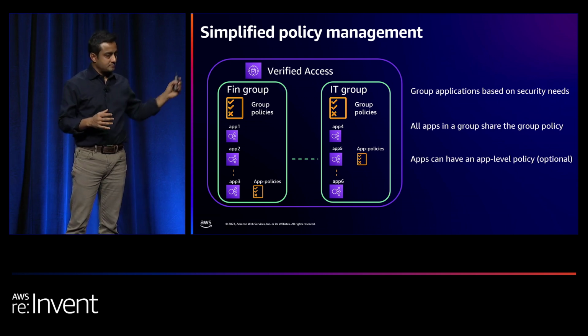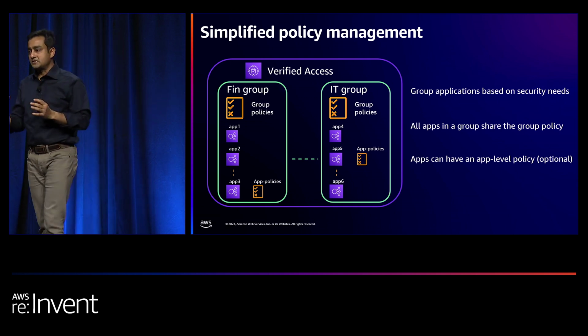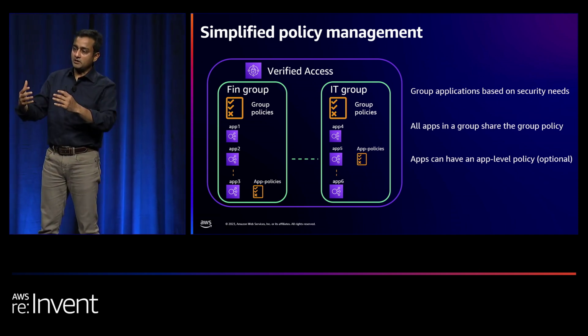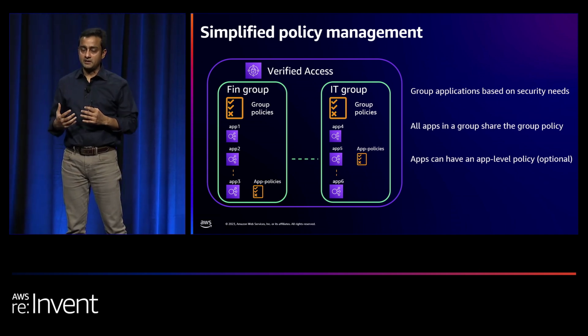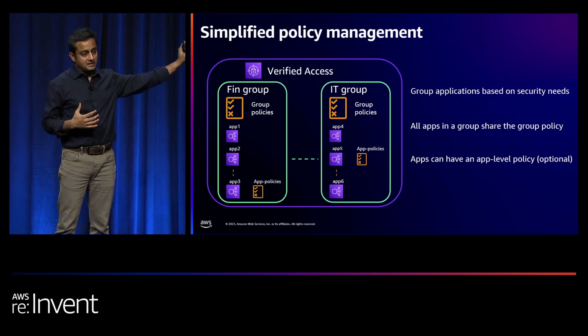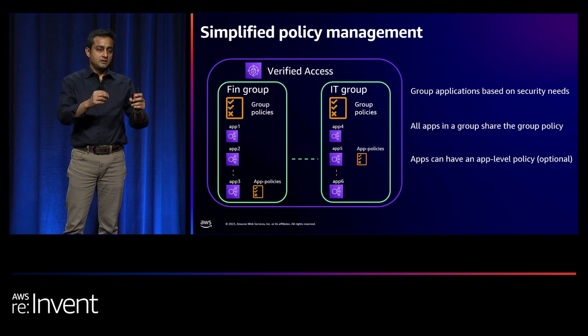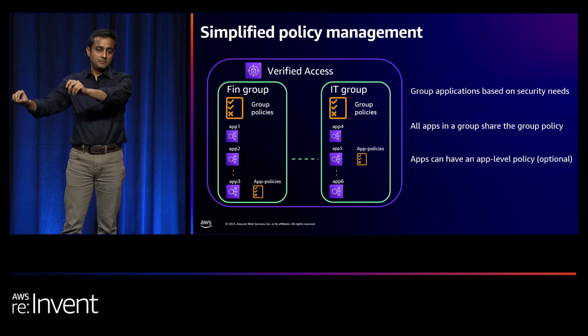In some cases, you might have some application which needs stricter control. It is part of the same group, but it needs a slightly higher bar. In that case, you can optionally attach a per application policy. And when the request comes, verified access first runs the group policy, and then it runs the per application policy, in case there is one. If both the policies say yes, then only it connects the request to the application.